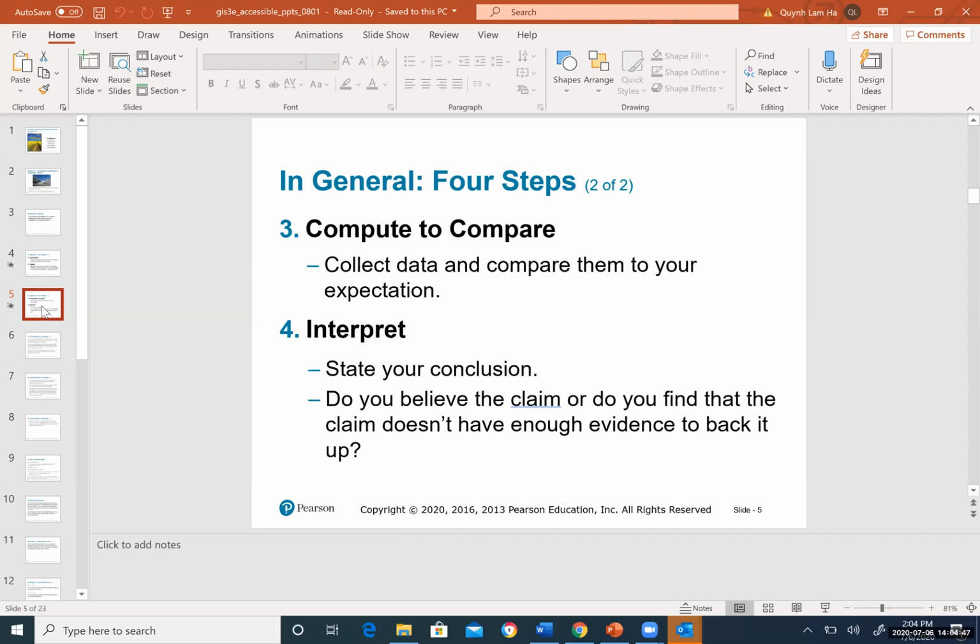What does it mean, level of significance? So you will compare the p-value to alpha, which is the level of significance. If the p-value is smaller than alpha, you need to reject the claim. Or the opposite. If your p-value is greater than or equal to alpha, you do not reject the claim.